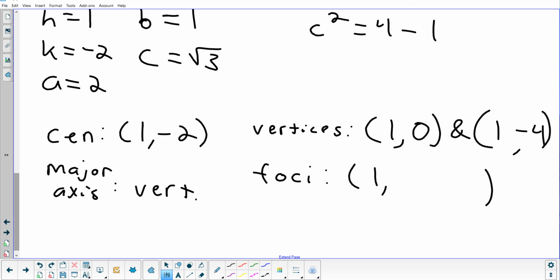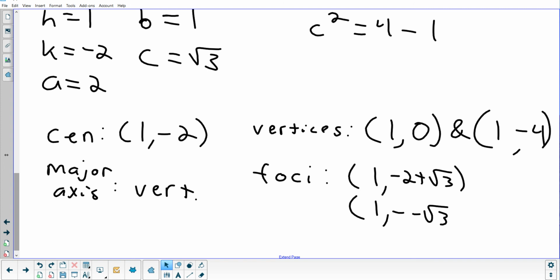And the same for the foci, except we're not going to be able to write it as a nice answer. We're going to go √3 units above the center. Let's do it like that. And then go √3 units below the center. And that's it. That's really as bad as an ellipse problem can get, right there.